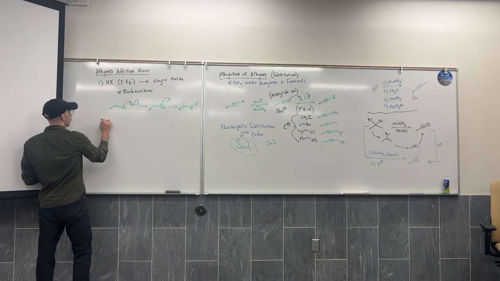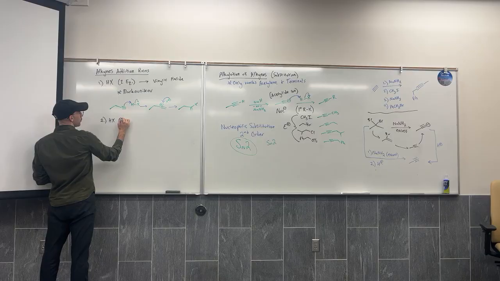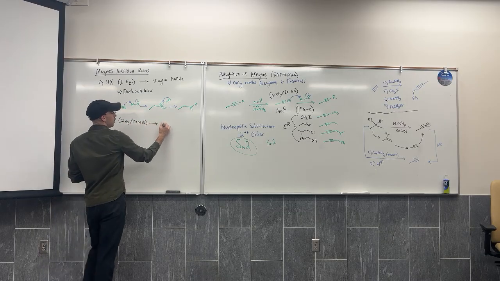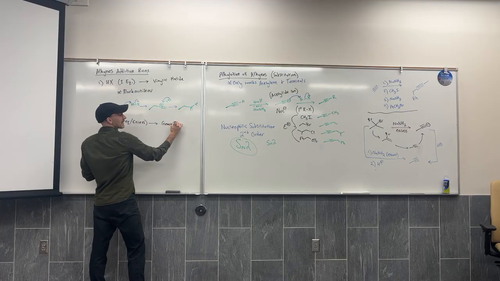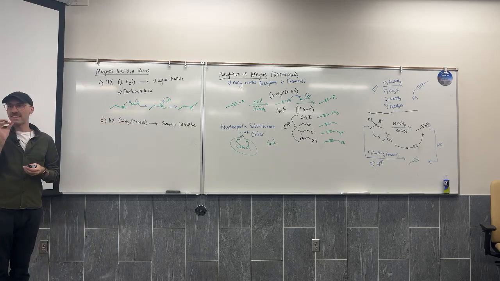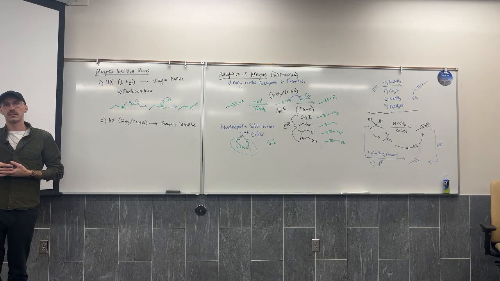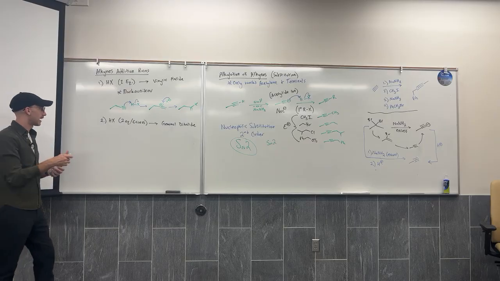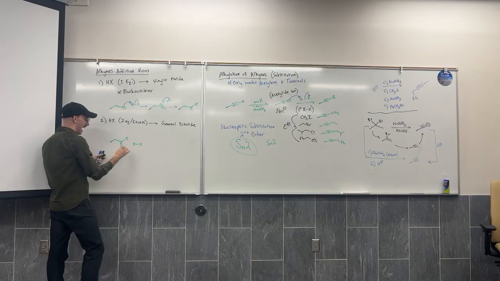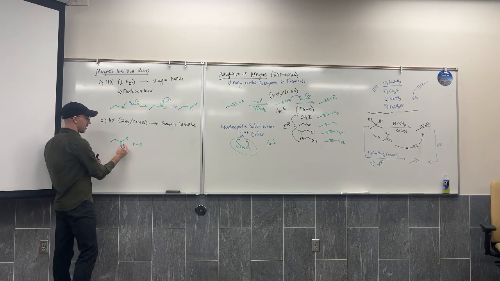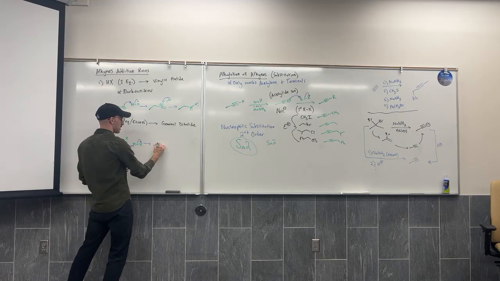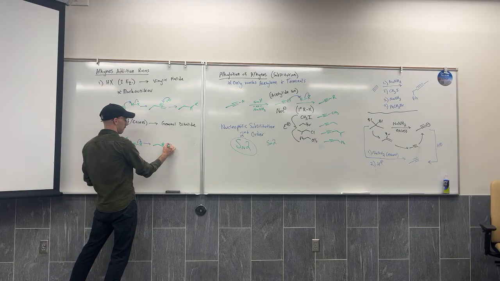But anything that we can do once, we can do twice. So we can either have 2 equivalences of HX, or we can have an excess of HX. This will always form a geminal dihalide. And it's because after the first reaction, the second reaction proceeds in exactly the same way.